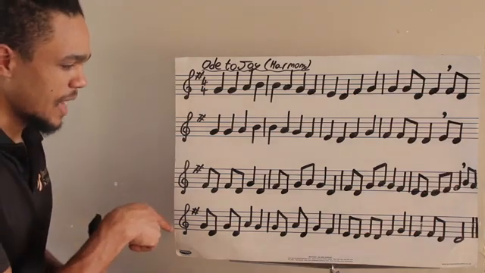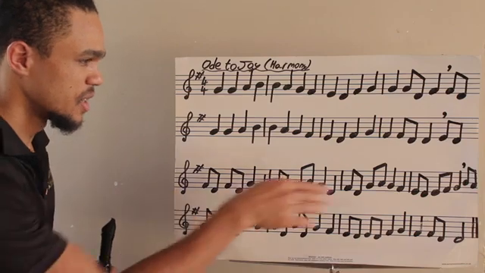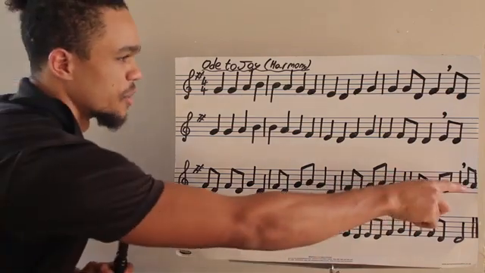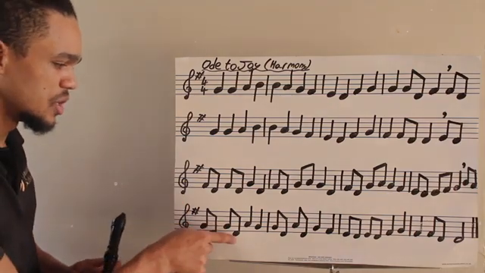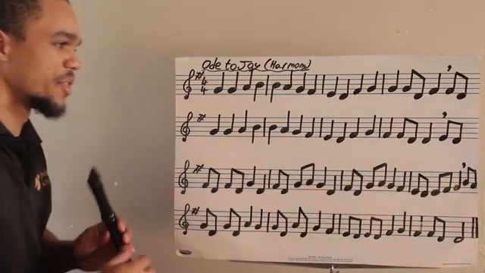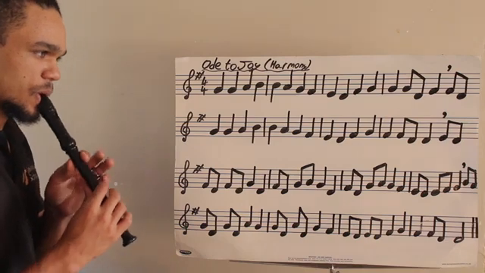Then we take it to our last line from bar number 13 till bar 16. So let's start from here, from this B, A, G, D, G, D. Okay, let's try that from here. 3, go.